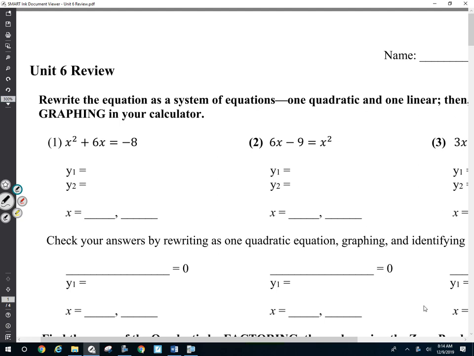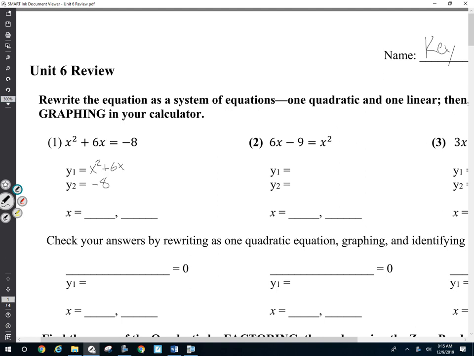Here's our Unit 6 review video. We're starting off by solving these quadratic equations by graphing, okay? Now, we know, using our calculator, this is our key, that to solve any equation that we want, we could just graph y equals the left side and y equals the right side and find their intersections.